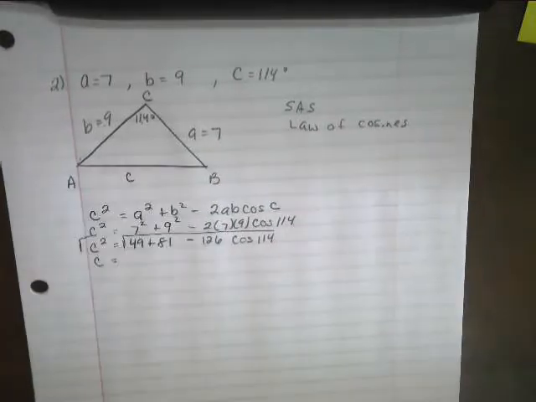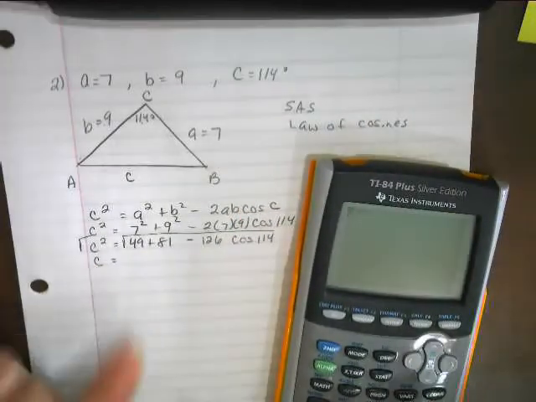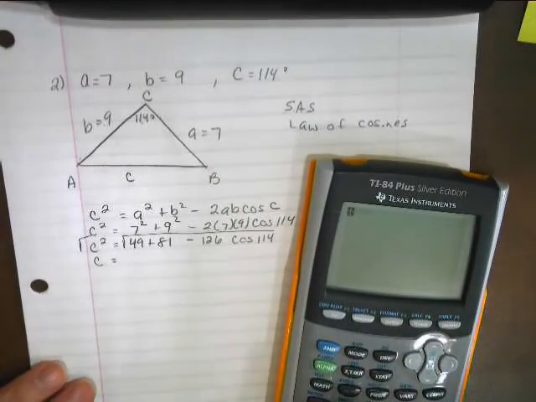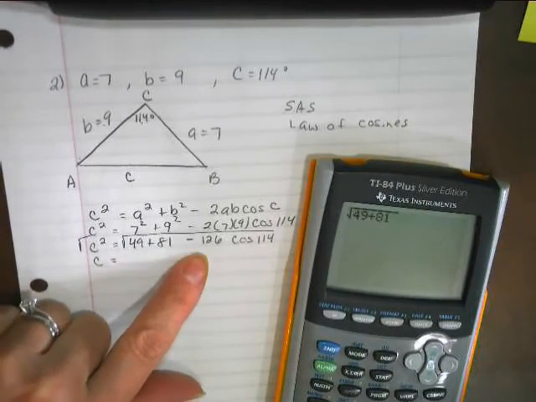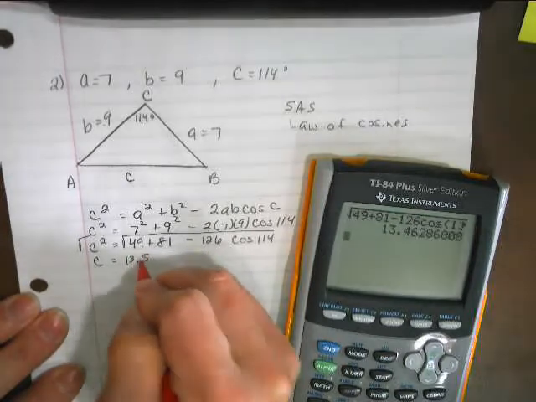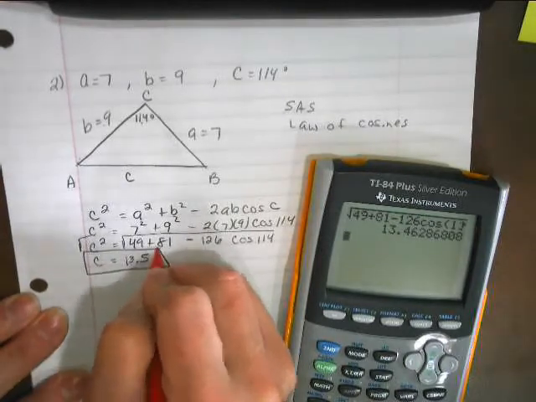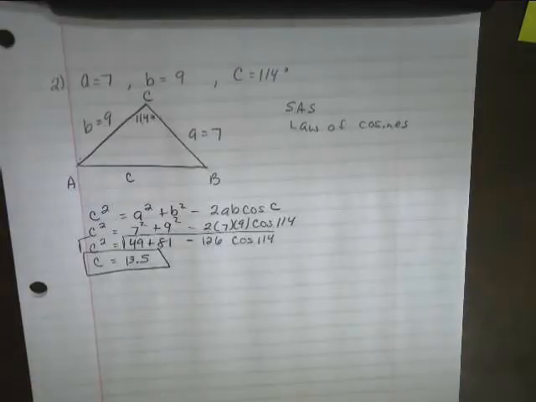C is going to equal, you could simplify that further if you want, or you can just put it into your calculator. The square root of 49 plus 81 minus 126 times the cosine of 114. And that gives me an answer of 13.5. Now, based on that answer, you can probably figure out what the answer to the multiple choice is, but let's keep going to make sure we understand it.